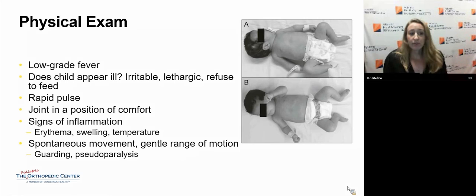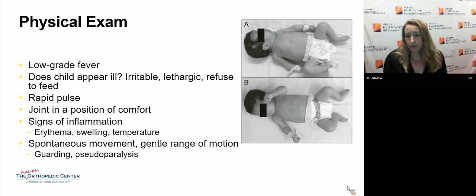In physical exam, they may have a low-grade fever, and generally you're looking for, does the child appear ill? Are they very irritable? Are they lethargic? Are they not eating? Are they tachycardic? Are they positioning a limb in a position of comfort?